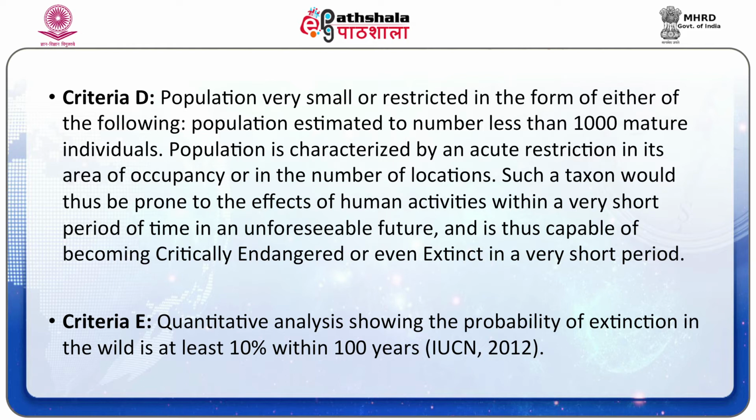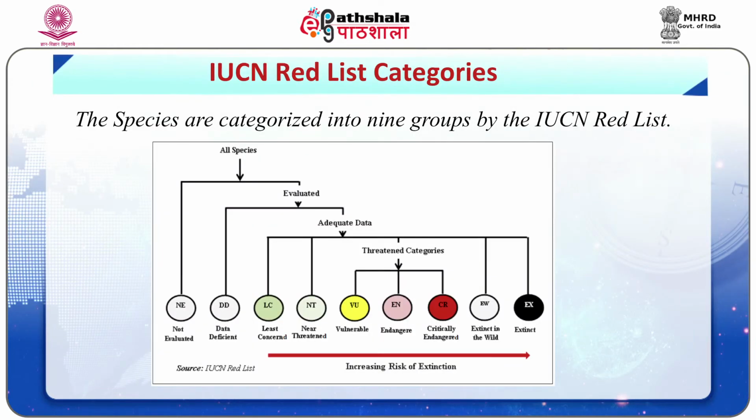The last criteria, that is criteria E, quantitative analysis showing the probability of extinction in the wild is at least 10% within 100 years, that was given by the IUCN in 2012. Now the IUCN Red List categories. The IUCN Red List of Threatened Species was created in 1964.